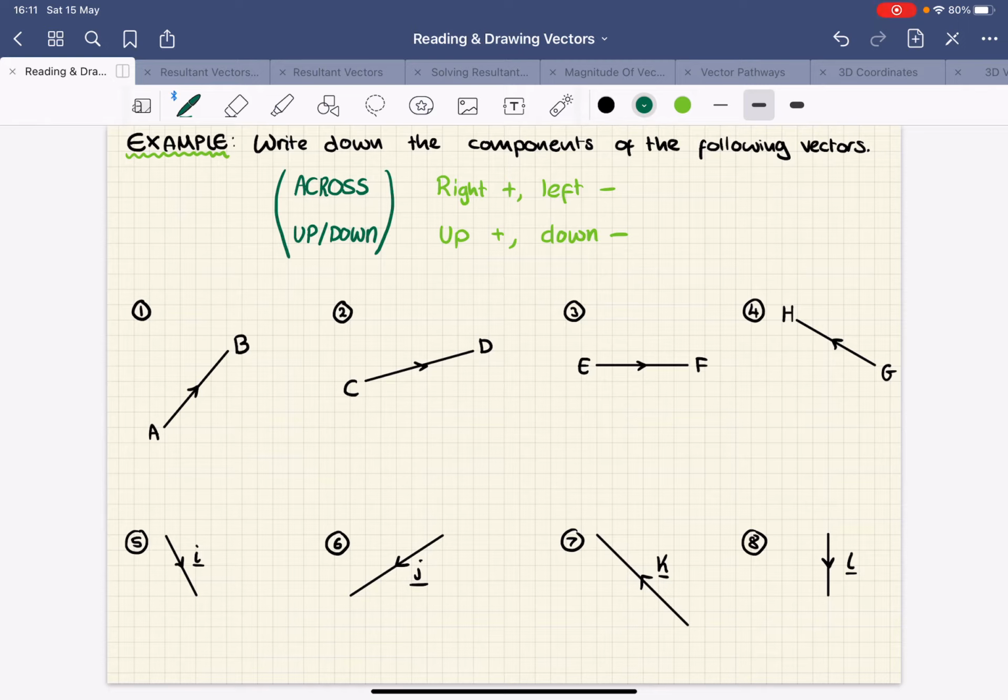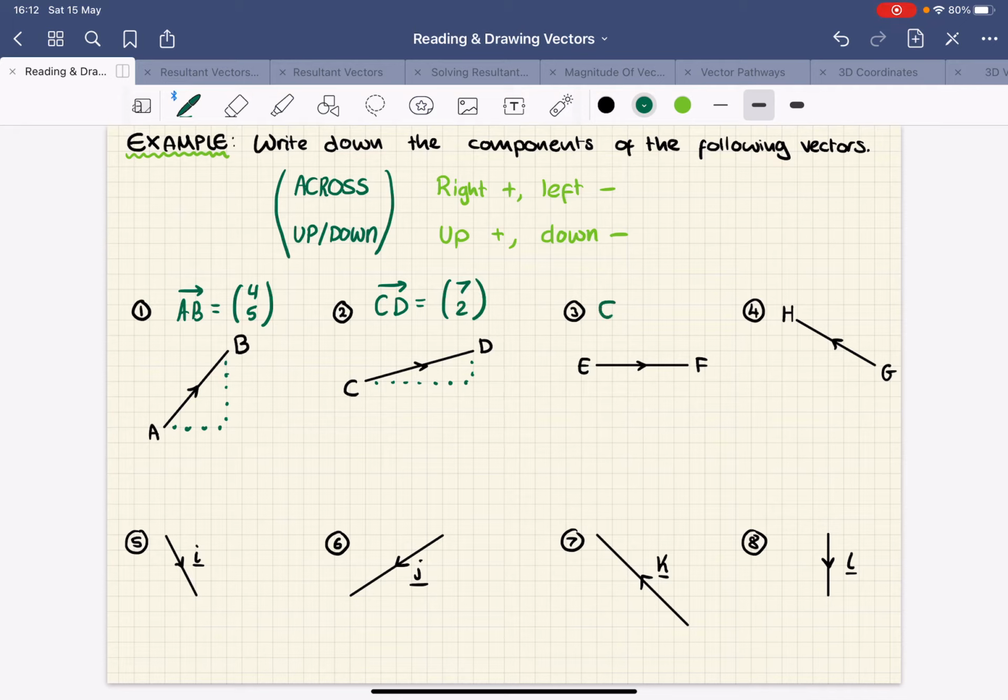So for question 1, I'm going from A to B. And then I want to count how many spaces across I've gone. So I've gone 1, 2, 3, 4 spaces to the right. So it's going to be a positive 4. And then 1, 2, 3, 4, 5 up. So it's going to be a positive 5. Question number 2, I've got this C to D. And I've gone across by 1, 2, 3, 4, 5, 6, 7. So that's 7 there. And then 1, 2 up.